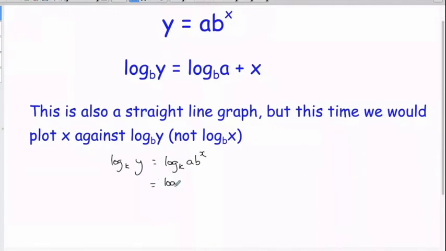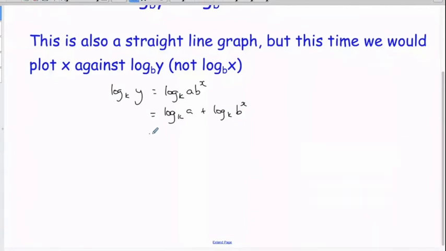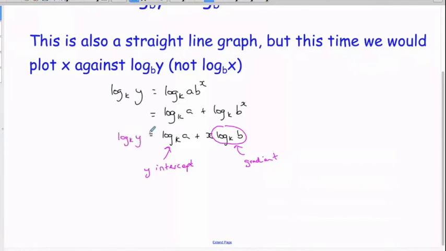split this, then this isn't going to become 1, that will just become a gradient value. It's written backwards, but that's my constant, that's my gradient, and that's my y-intercept. So hopefully you can still see that it is in y equals mx plus c form. Here's my m, here's my c.